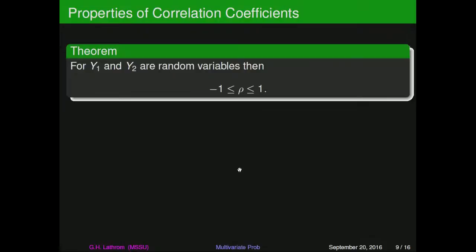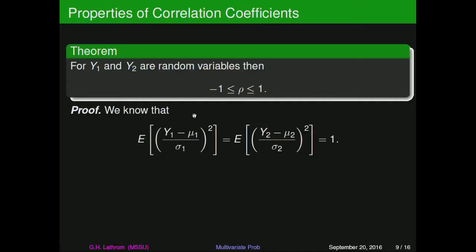Correlation coefficients have a really nice property, and this is why everybody talks about them in this setting: they are guaranteed to take on values between -1 and 1. Let's see why that would necessarily be true. We start off with the expected value of the quantity y sub 1 minus mu sub 1 over sigma sub 1, squared, and the quantity y sub 2 minus mu sub 2 over sigma sub 2, squared; those will have expected values of 1. Why might that be true?